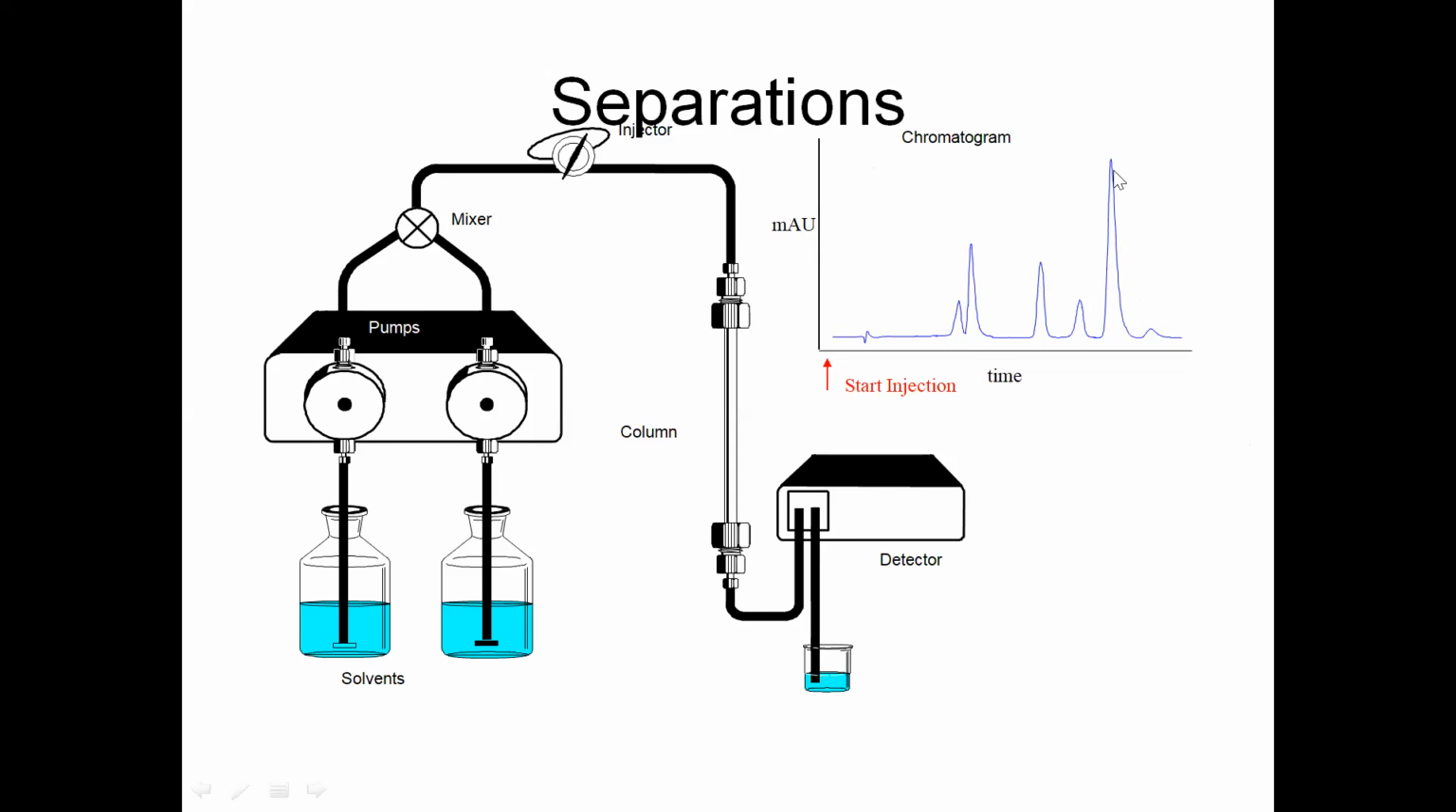Like you can see that this peak is having the highest peak. That means this component is having the maximum concentration in the sample. And this component is having the lowest concentration. So these detectors, they are online detectors. They detect the component simultaneously.